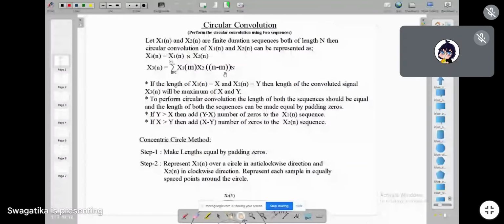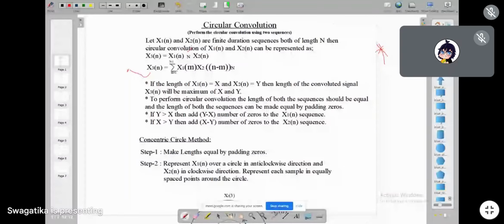The symbol for circular convolution is an encircled N. In linear convolution the symbol used is this one, but for circular convolution you use this type of symbol. Here x3 of n is the convoluted signal.